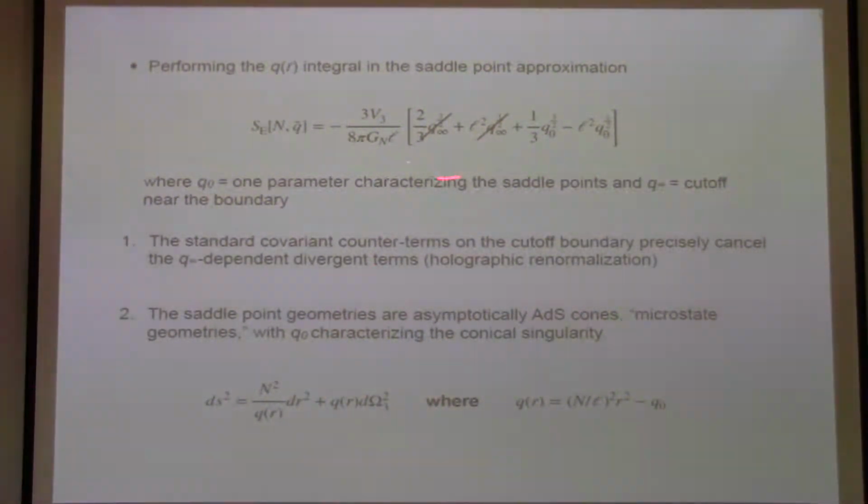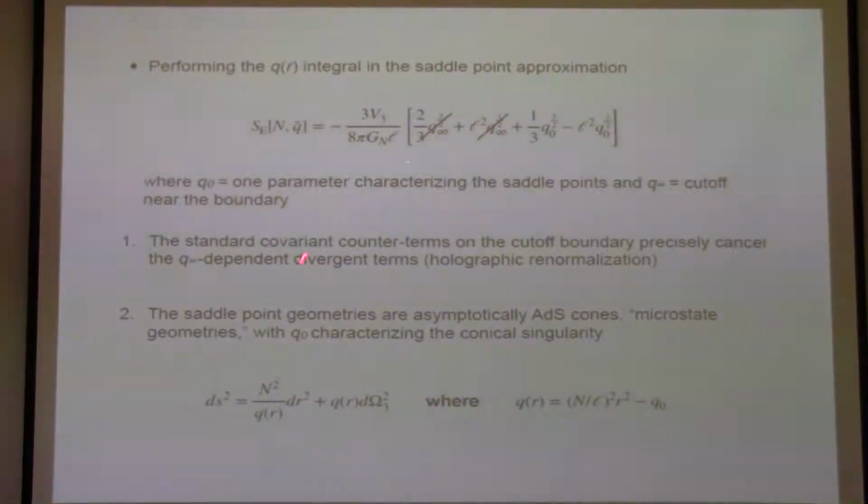So I will mention what the saddle point is shortly. But the final answer depends on the cutoff Q infinity and some one parameter Q naught. And by the standard holographic renormalization, these can be precisely cancelled. This is really the standard holographic renormalization procedure, and you can easily check that these are removed by these counterterms. So we will be left with this finite one.